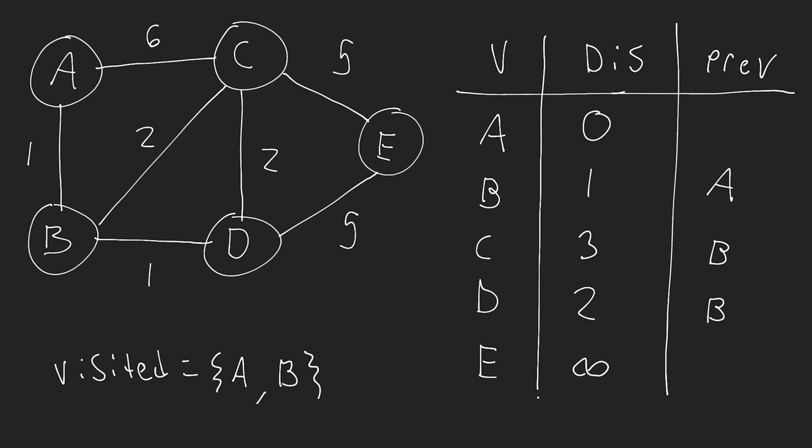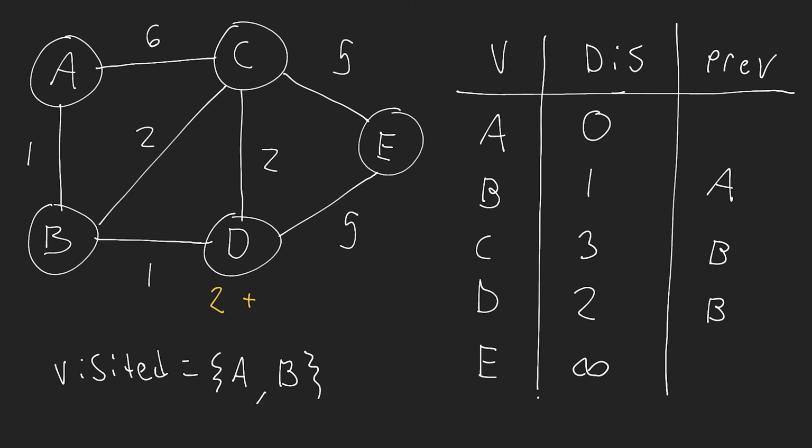Now the distance to get to D is 2. So that means the distance to get to C from D becomes 4. So now I see this distance of 4. So I go and I look at C in my table and I see, okay, is 4 less than 3? It's not, which means this is not a shorter path to reach C. So I don't do any update.